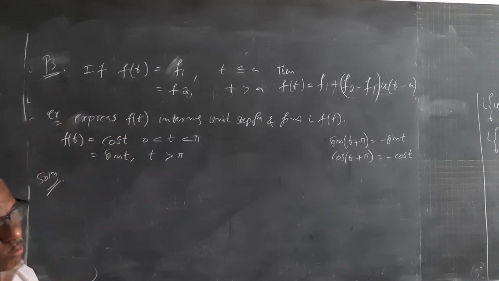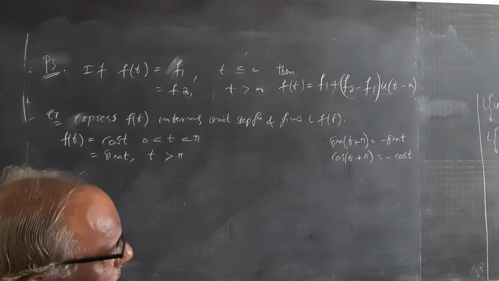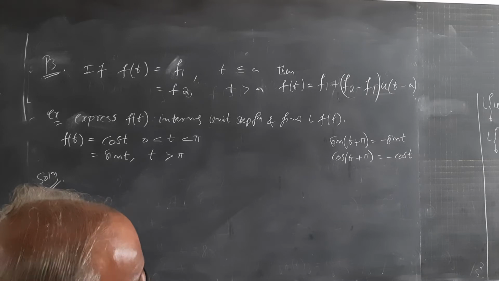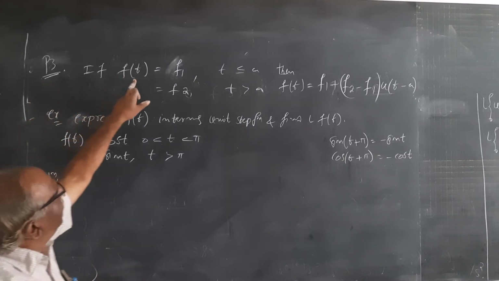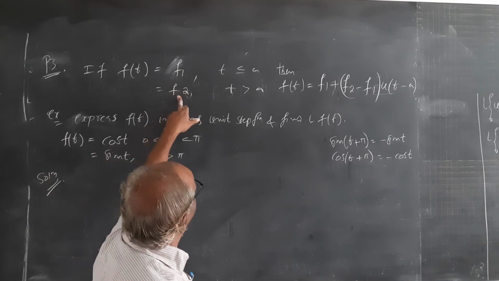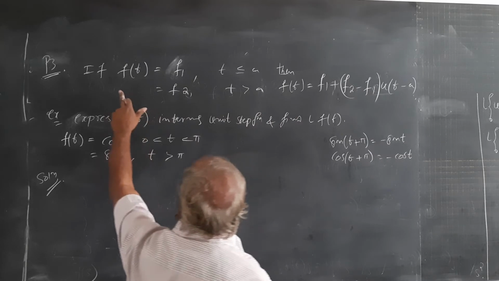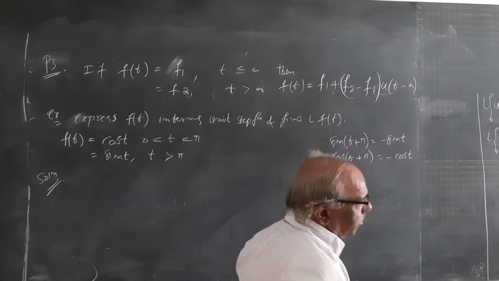I have already given two properties. One is L of u of t minus a. The second property is L of f of t minus a into u of t minus a. Now I am talking about property number 3. If f of t is defined as f1, f2 in these intervals, then f of t can be expressed as f1 plus f2 minus f1 into u of t minus a.